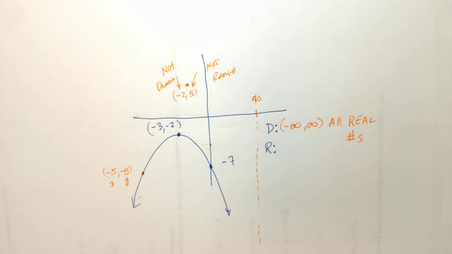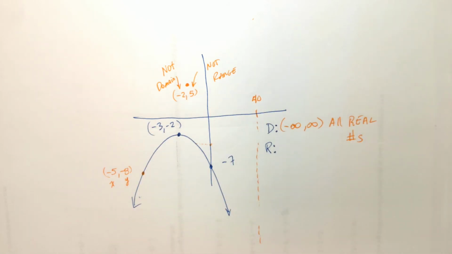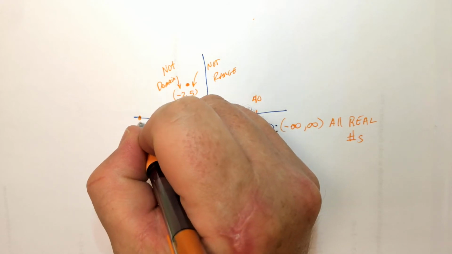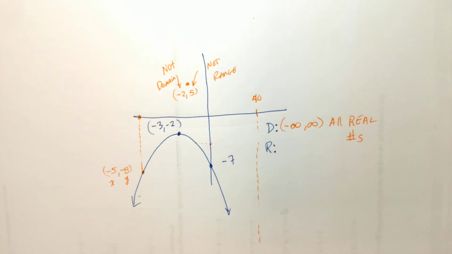Does that make sense, Alexa? Because it doesn't matter where it crosses here, or if it doesn't cross the x-axis. That doesn't matter. It just matters if you could pick a point on the x-axis, and if you could draw a vertical line and it would cross the curve, then that's part of the domain.